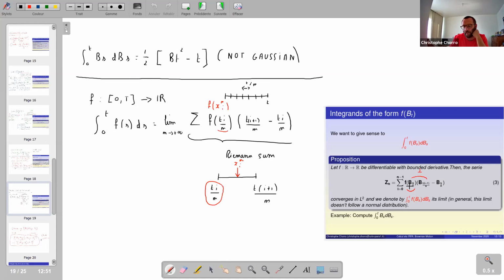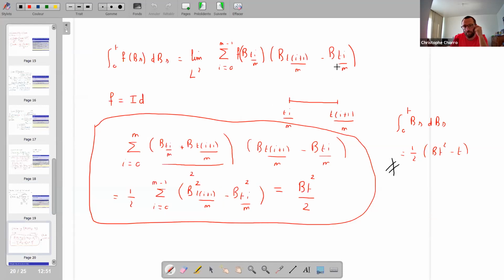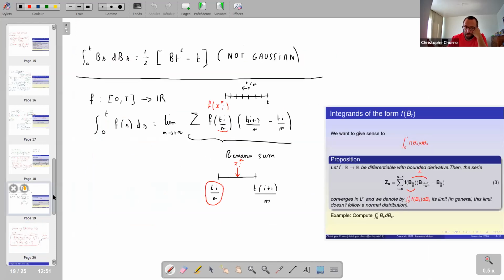If I change B at t_i over n by a point between B at t_i over n and B at t_{i+1} over n, in general, I lose the definition. And it's exactly what I have proved here. If instead of taking B at t_i over n, you take the middle of these two points, that is B at t_i over n plus B at t_{i+1} over n, over 2, I obtain something different from the integral I have defined previously. Okay? So be careful. In my proposition, this definition is important. If I change this into another one, it doesn't work. Because here, in fact, I have independence between this one and this one, a point that is fundamental, that will be fundamental in the following.